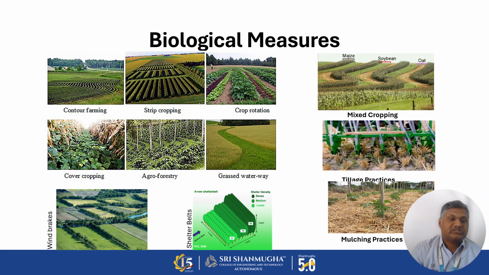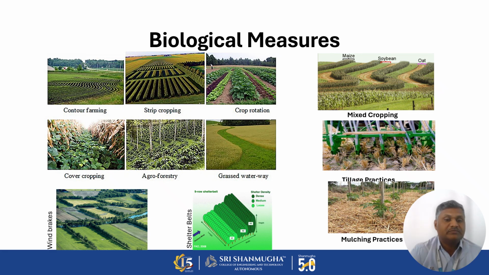So this picture shows all the biological measures. First one is called contour farming. The contour is created based on equal elevations of the land, and the crop is cultivated on the contour. So this is called contour farming. The next one is called strip cropping. Strip cropping is nothing but cropping on strips. Crop rotation: we can change the crops based on the season. Mixed cropping: two or more crops are cultivated in a single piece of land.